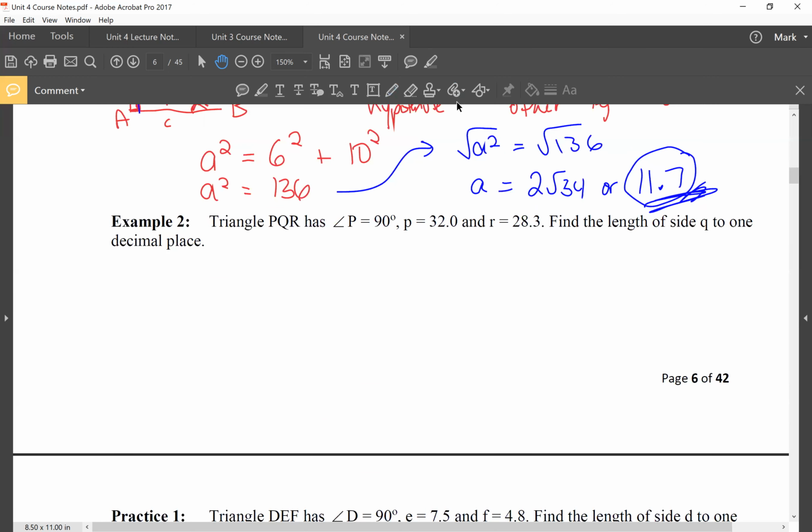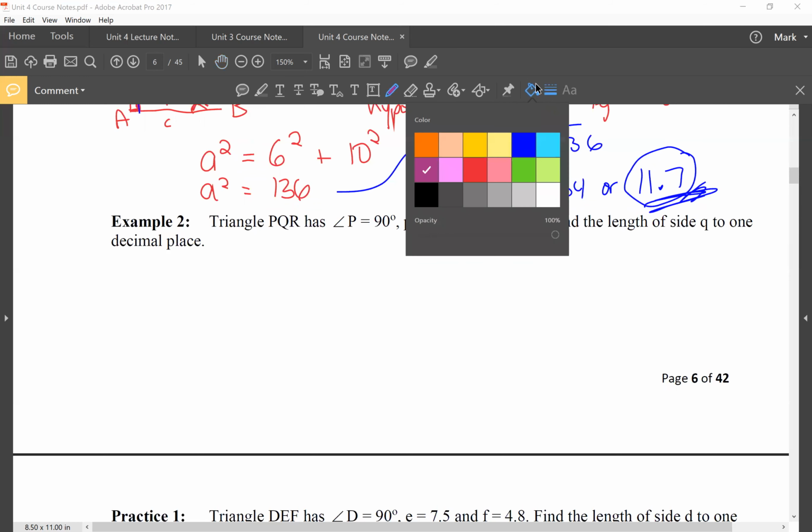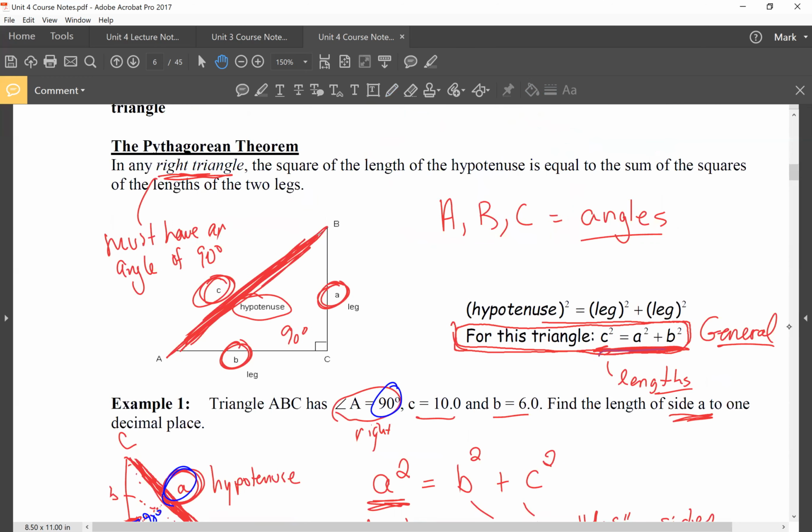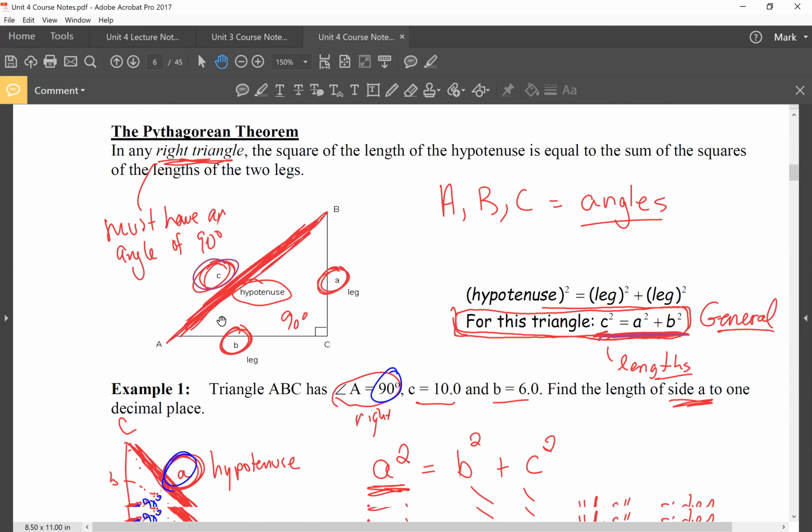Okay, so let me show you another one. What color? Let's go purple. Okay, I have a triangle PQR. I'm just going to keep drawing my triangles the same, as in, I'm going to draw my right triangle like this. This is why I told you guys, the letters A, B, and C, don't memorize the letters. It's not about the letters. It's about the shape of the triangle.